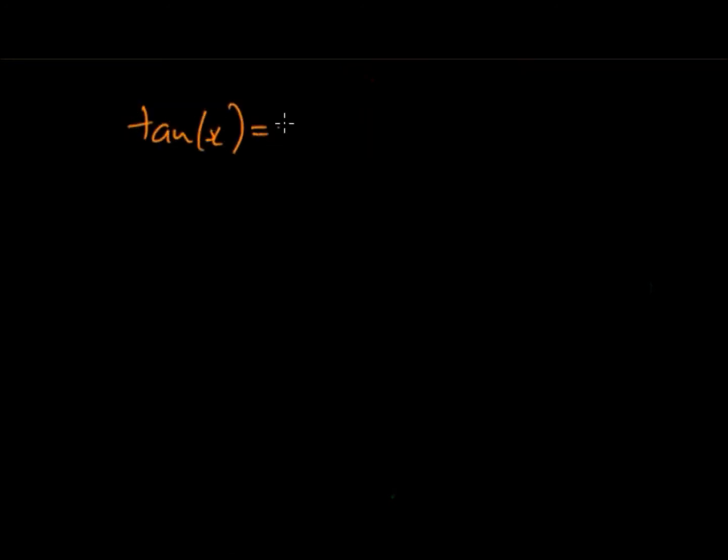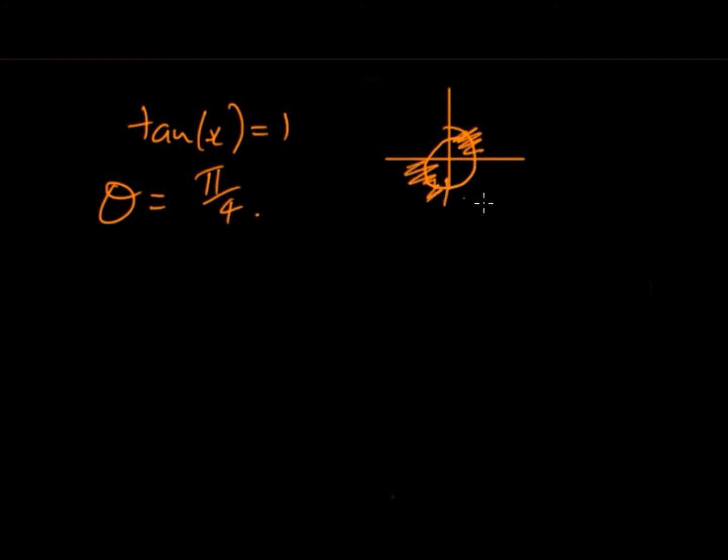If tan x is equal to 1, then what's the general solution? Well, when tan is equal to 1, sine theta and cos theta must be equal, so therefore theta is equal to pi on 4. Now, which quadrant are we looking at? Well, it's positive, so we're looking at the first one, and we're looking at the third one.